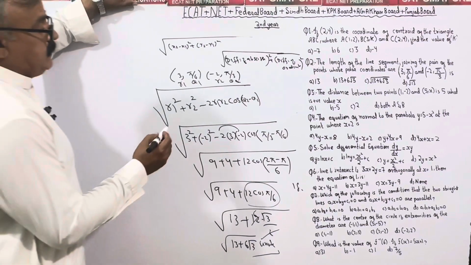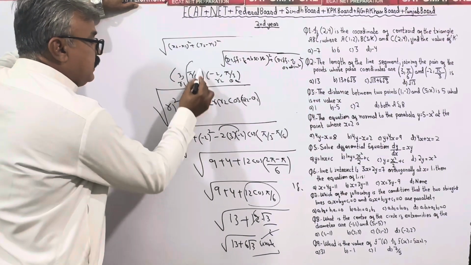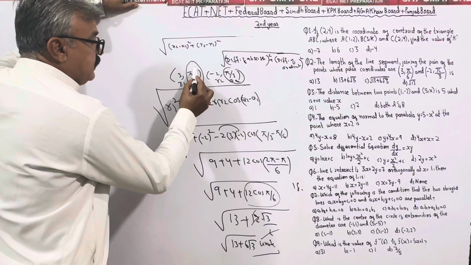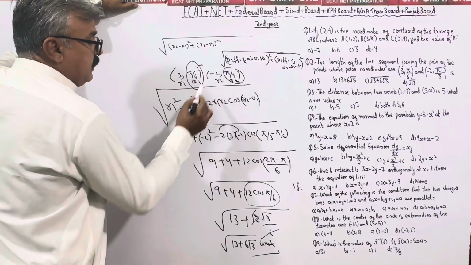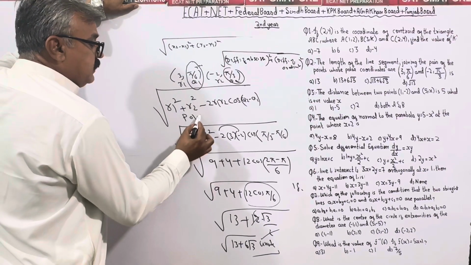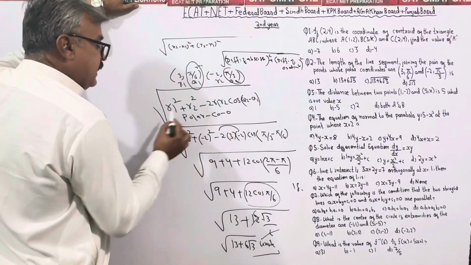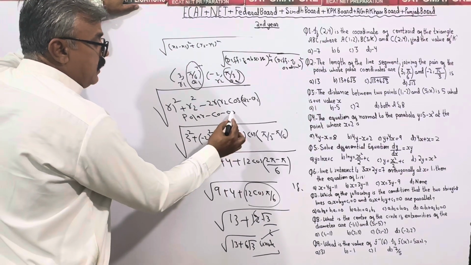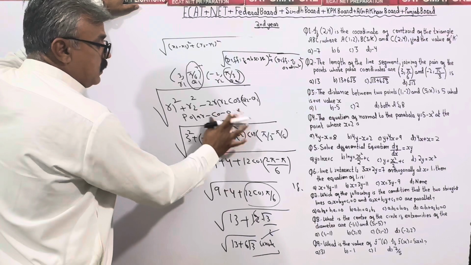Whenever you are asked to find a distance and you are given an angle, in radians or degrees, then switch over to the distance formula in terms of polar coordinates, that is r1 squared plus r2 squared minus 2 r1 r2 cos of the difference of angles.